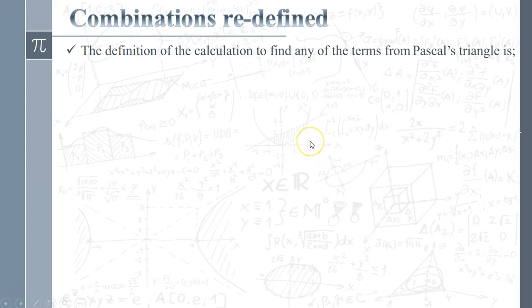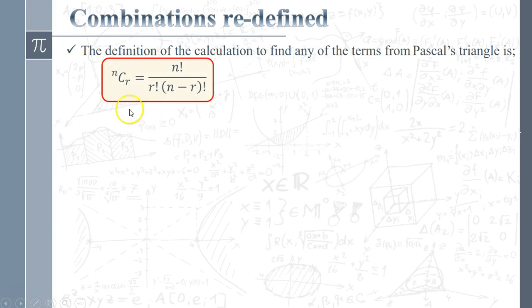So if we take the terms from Pascal's triangle, they all come out as being that. So this combinations definition is nCr is n factorial over r factorial times (n minus r) factorial. Remember, factorial being, for example, 5 factorial would be 5 times 4 times 3 times 2 times 1. So if we had 5C3, that would be 5 factorial over 3 factorial times (5 minus 3) factorial, this bit here clearly being 5 minus 3 being 2.